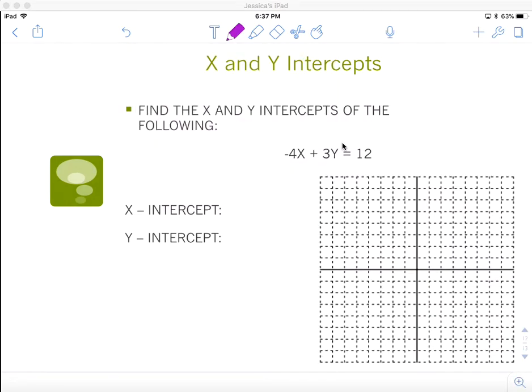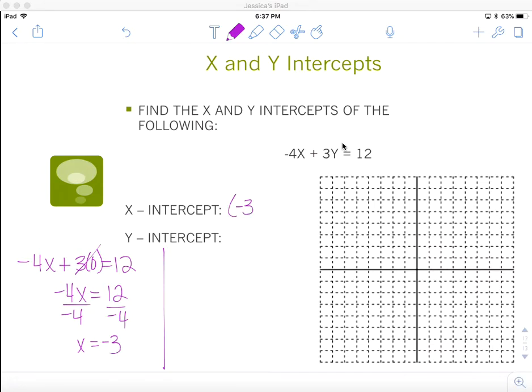For my x-intercept, I'm plugging in 0 for y. You basically can just cover up 3y because 3 times 0 cancels out. If negative 4x equals 12, then when I divide by negative 4, x is negative 3. My x-intercept is negative 3, 0.